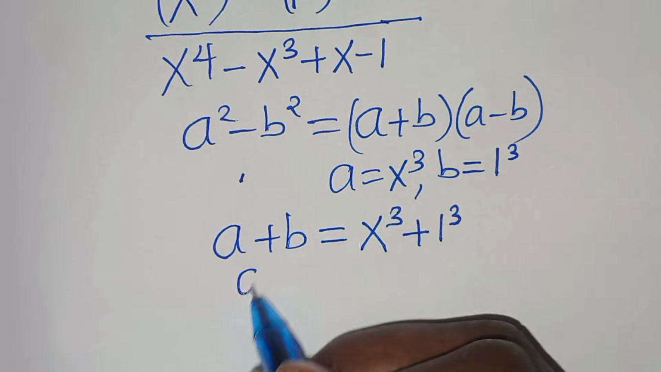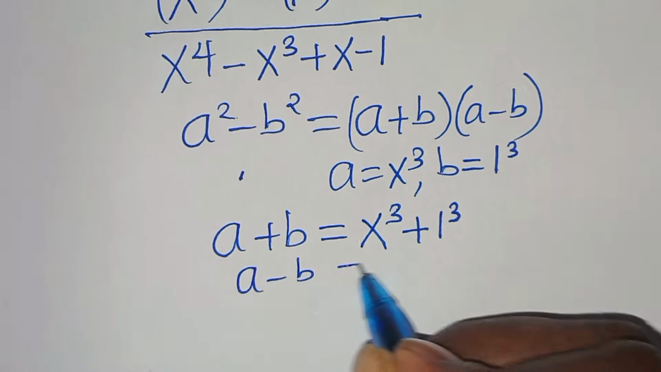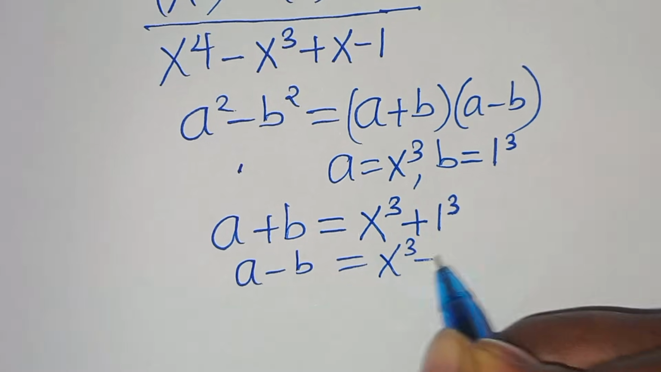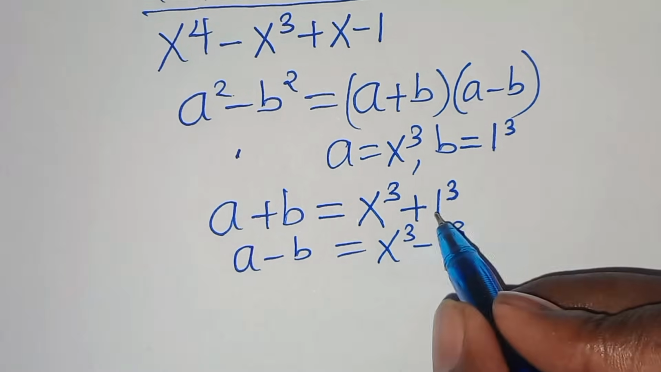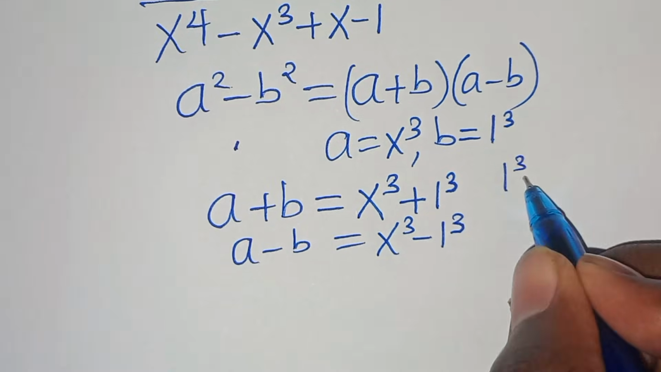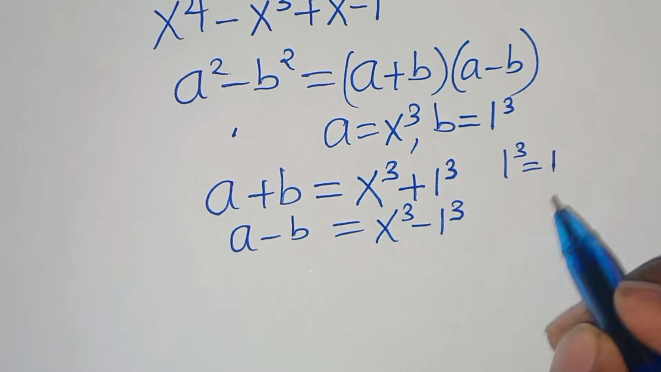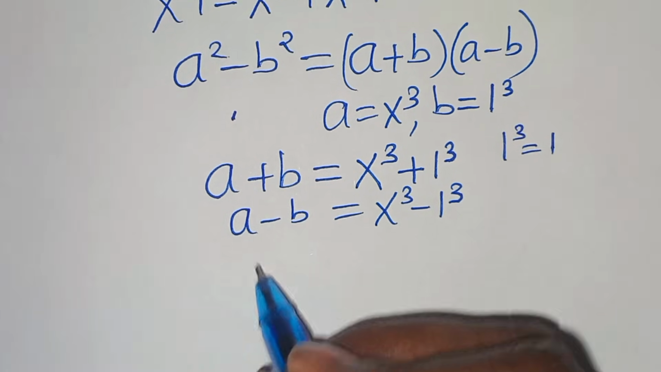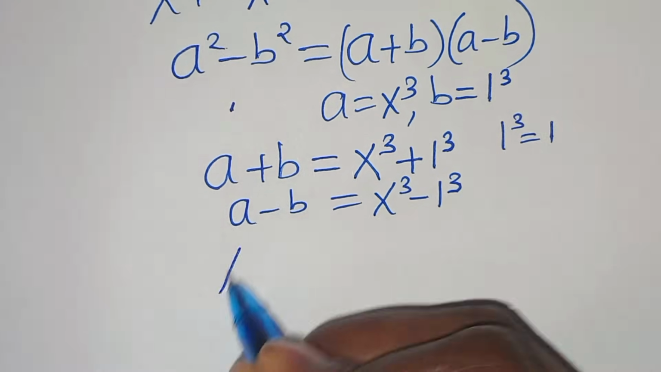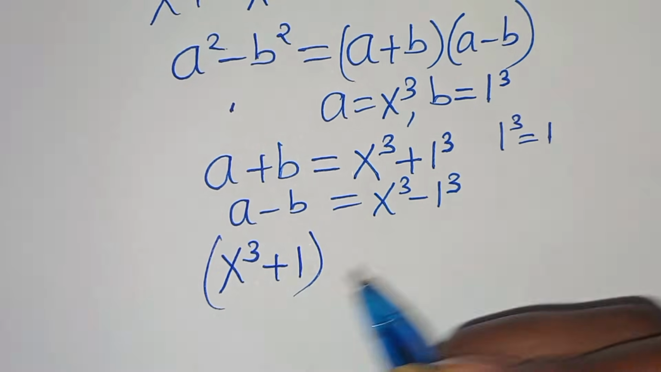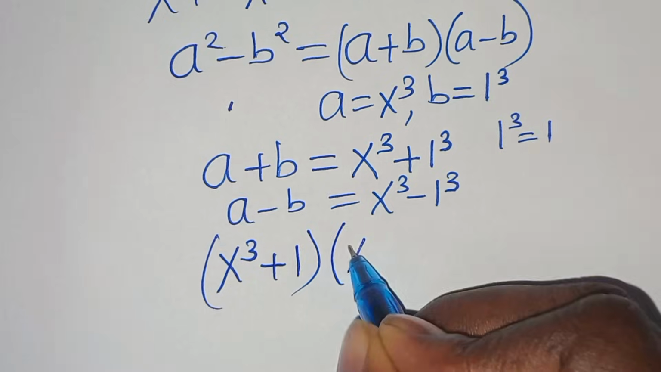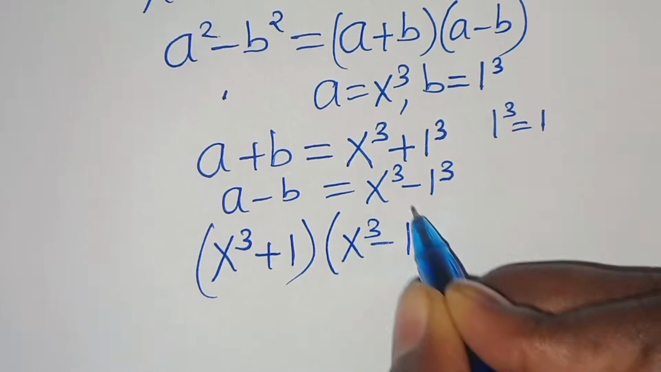This is the same thing as x to the power of 3 plus 1 to the power of 3. And we have that a minus b. This is the same thing as x to the power of 3 minus 1 to the power of 3. And remember, 1 to the power of 3, this is the same thing as 1. And therefore, this means that in the numerator, we have x to the power of 3 plus 1 multiplied by x to the power of 3 minus 1.